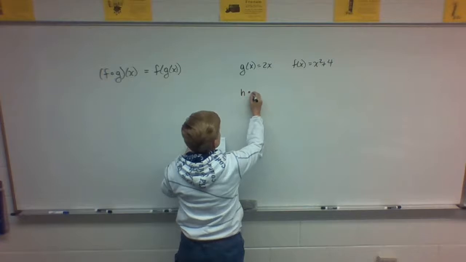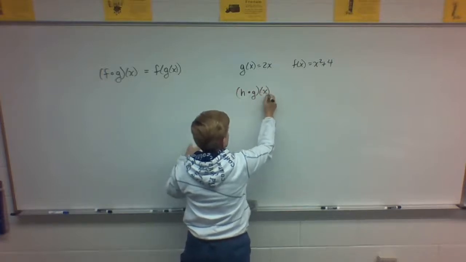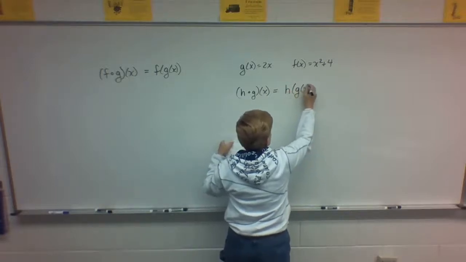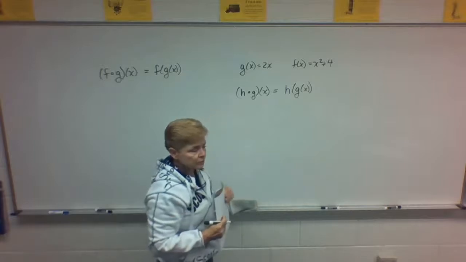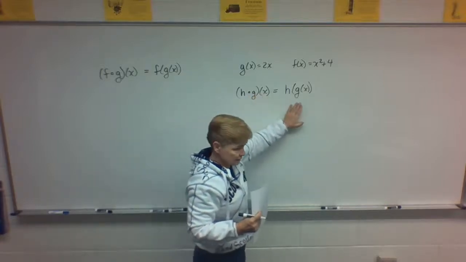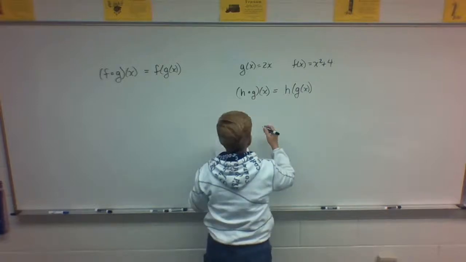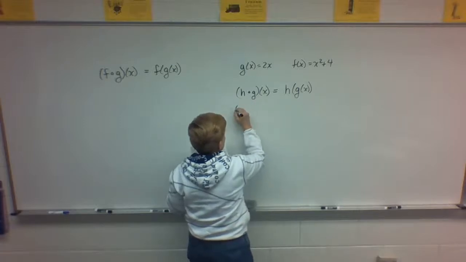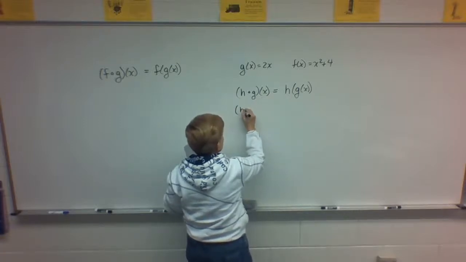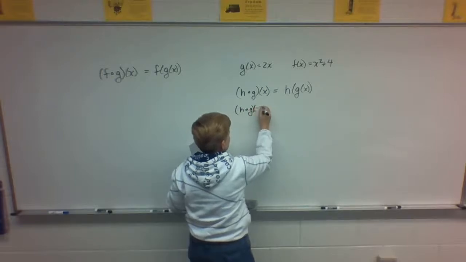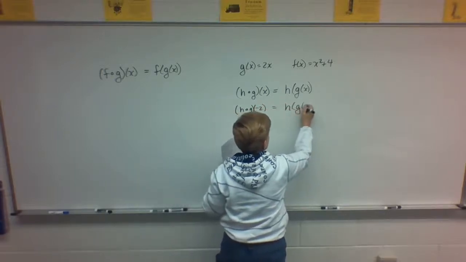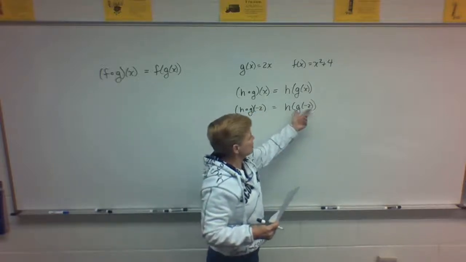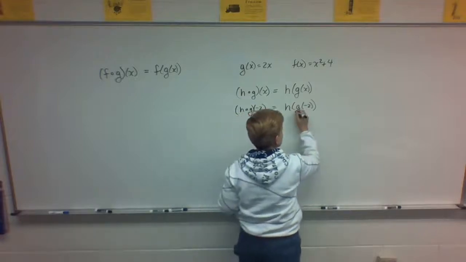H of g of x. That's the notation, and that's what it entails. So what they want us to do is find h of g of negative 2. That's just h of g of x with negative 2 plugged in for x. You following that? Yep. Now, because g is completely contained inside the parentheses for h, I'm going to find this first.